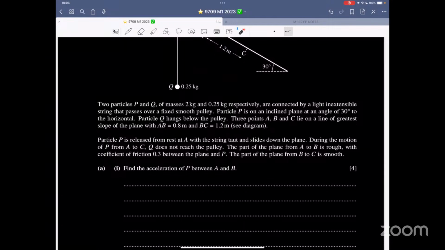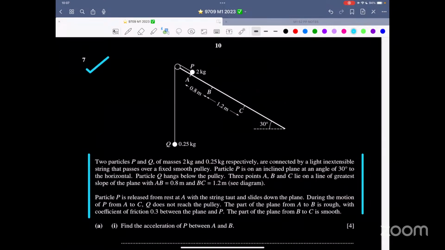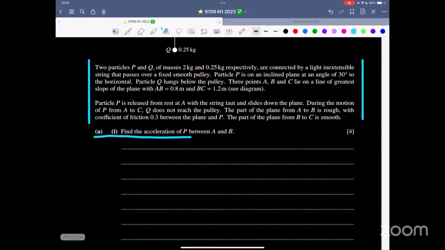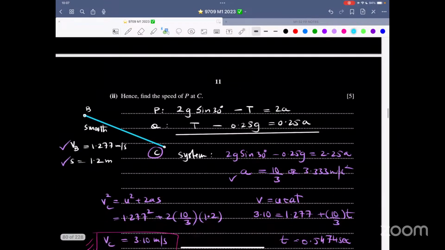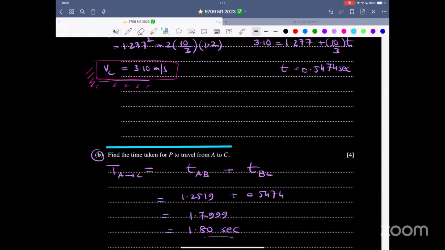The part of the plane from A to B is rough. Coefficient of friction is given. B to C is smooth. Find the acceleration between A and B. Now, before I get started with this, let me first focus on this idea. That is this first paragraph, that is over here. And naturally, this particular diagram is not only applicable for part 1, it's also applicable for part 2, and part B. It's applicable throughout.